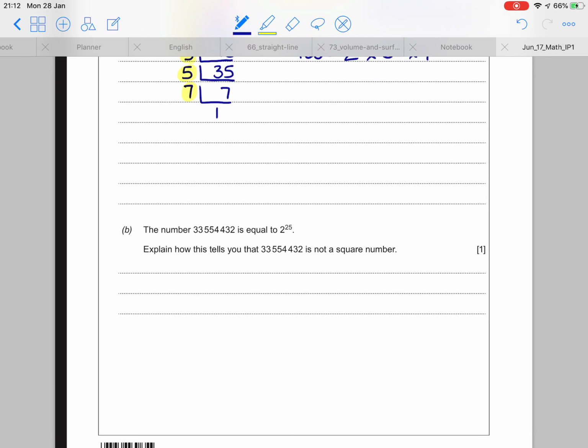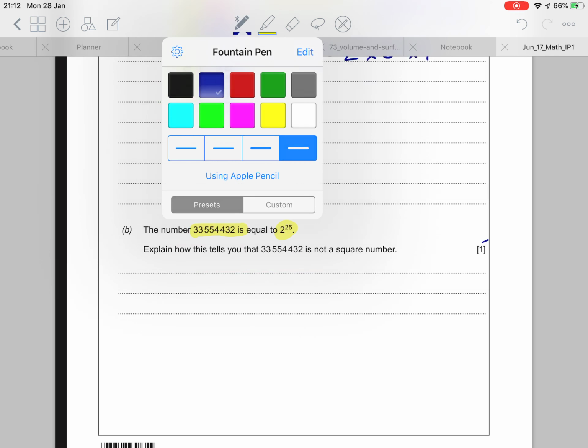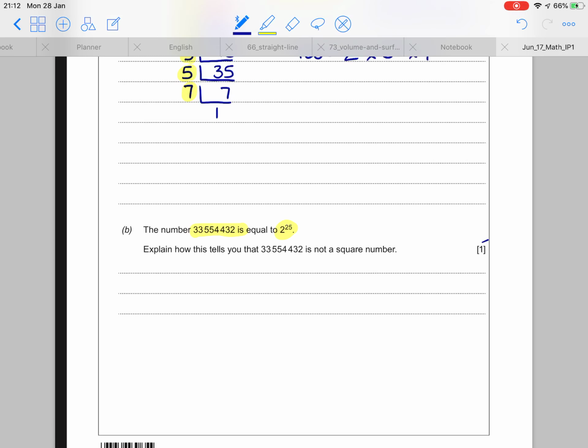This is a non-calculator exam, so this looks really scary for part B, this really large number, but knowing that it's going to equal 2 to the power of 25 means that I really don't have much to do. It says explain how this tells you that this is not a square number. And square numbers have very special powers, and 2 to the 25 is the clue. So here's my clue, that power of 25.